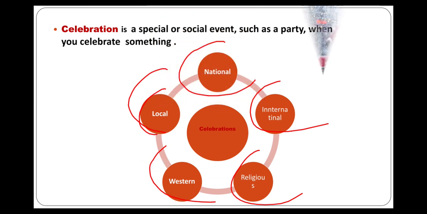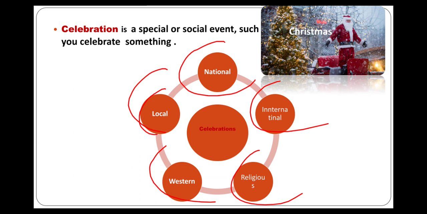Another example is Christmas. So Christmas is an event when Christian people, Christian countries celebrate the birth of Jesus Christ. So Halloween and Christmas are 2 types of Western or foreign events and celebrations.